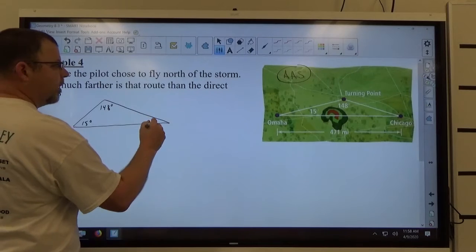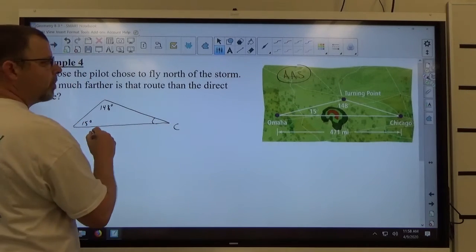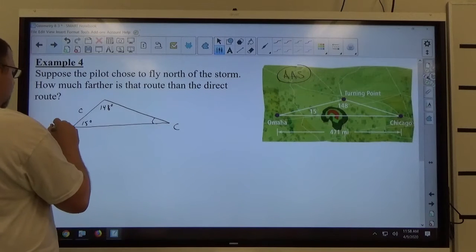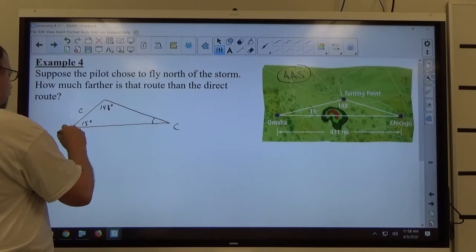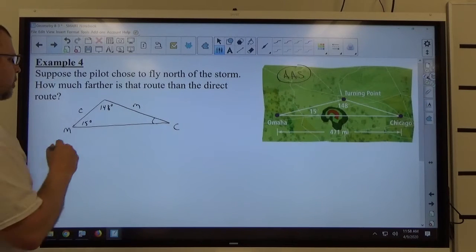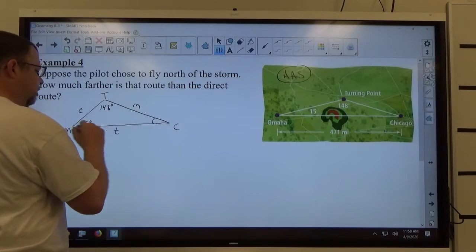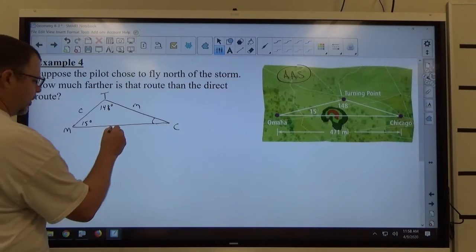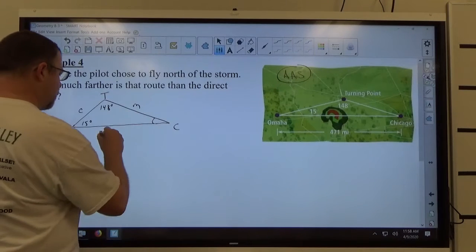And then whatever this angle is, I'm going to say C for Chicago. I'm going to call this side C just because I use the letter C there. Let's use M for Omaha, and then a little m because a little o looks like a 0. And then the turning point, we'll call it T, and then call this T. All right, so again, I can very easily just establish a triangle on my paper. You don't have to draw it to scale. It should be 471 miles.